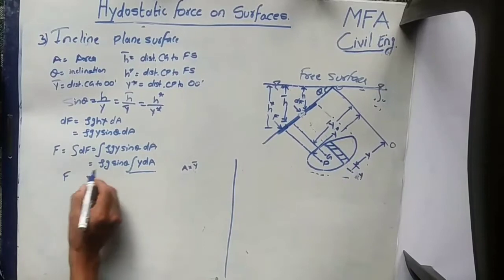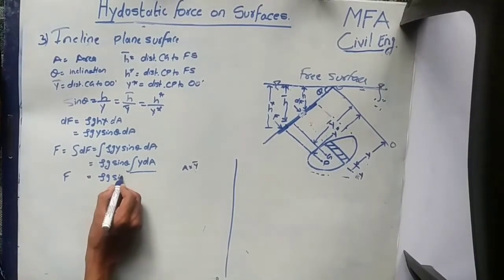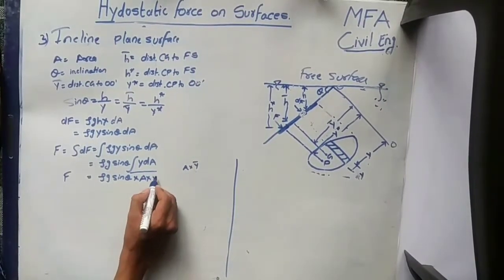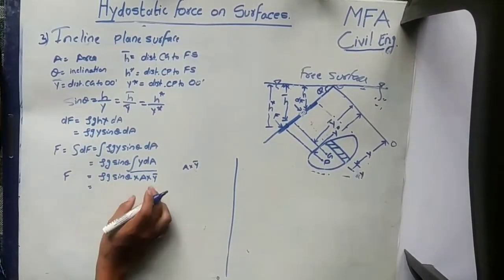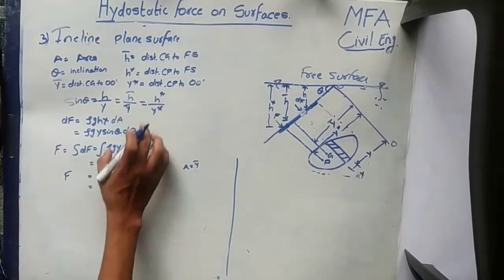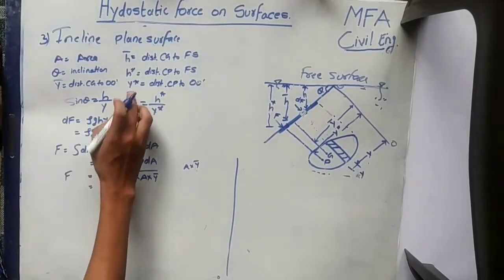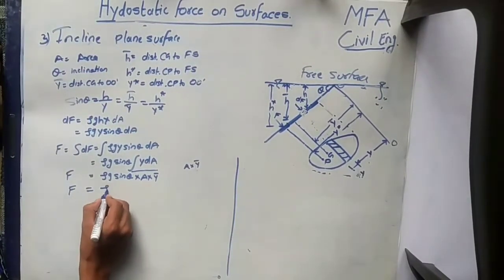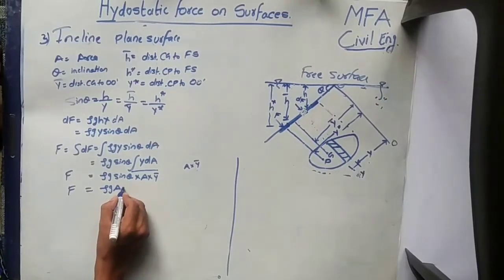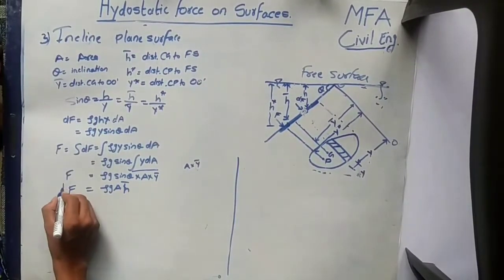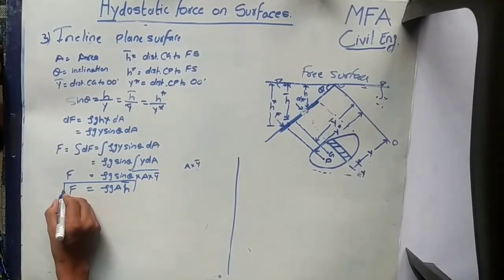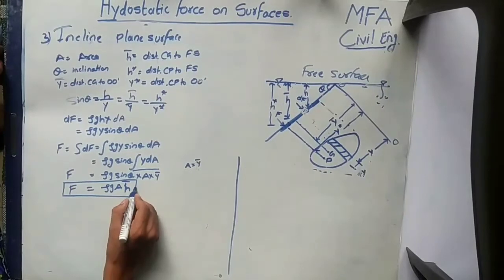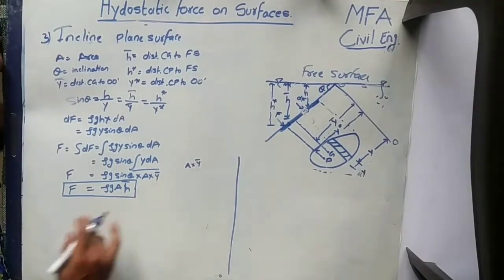Now the total force is equal to rho g sin theta, multiplied by the area of this plane and y bar. We know y bar into sin theta is equal to h bar. Then the total force is equal to rho g into area into h bar. This is the expression for the total force acting on this inclined plane surface inside the fluid element when the fluid is at rest.